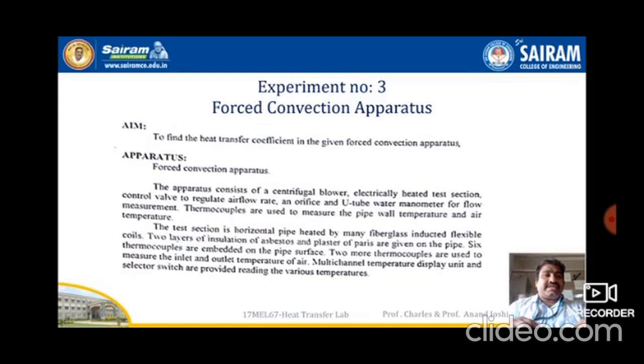The test section is a horizontal pipe heated by fiberglass-insulated flexible heating coils. Two layers of insulation, asbestos and plaster of Paris, are given on the pipe. Six thermocouples are embedded on the pipe surface to give the temperature readings. Two more thermocouples measure the inlet and outlet temperature of the air, and a multi-channel temperature display unit and selector are provided for reading the various temperatures.